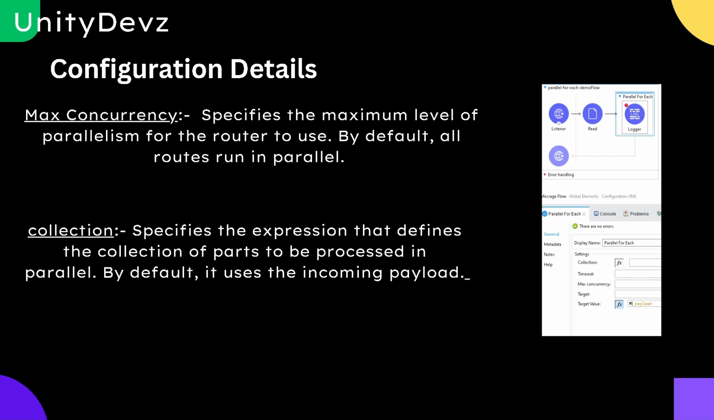The next field is collection. Collection is nothing but the incoming payload, having a collection of elements. You can also specify a value that points to where the collection is, using this collection configuration, but by default it will pick the incoming payload as the collection. These are the basic configuration details of parallel for each. Let's move on to the next slide.